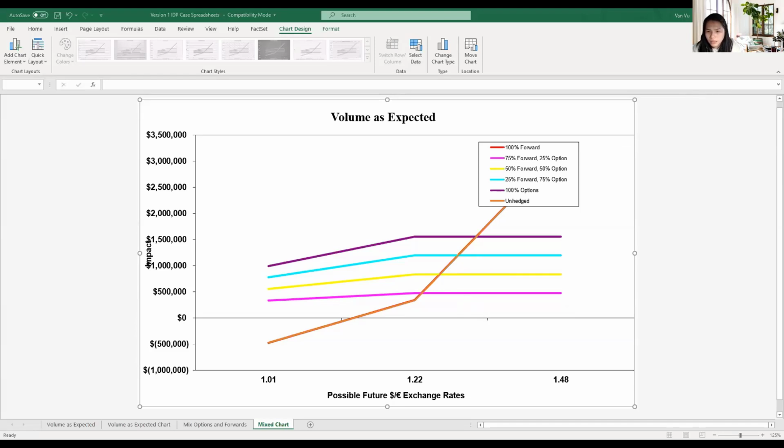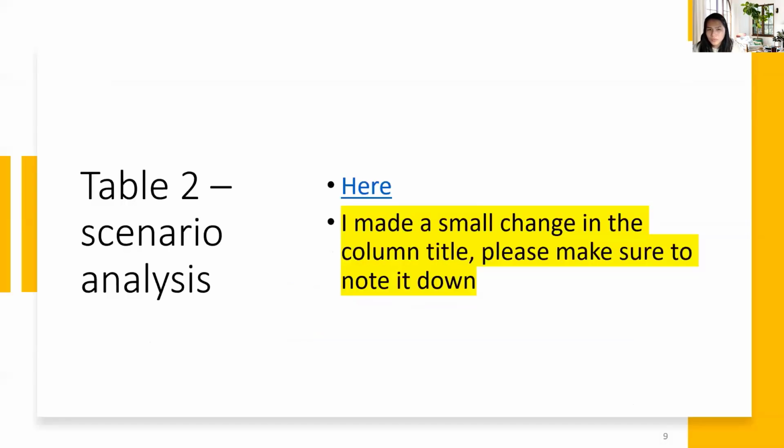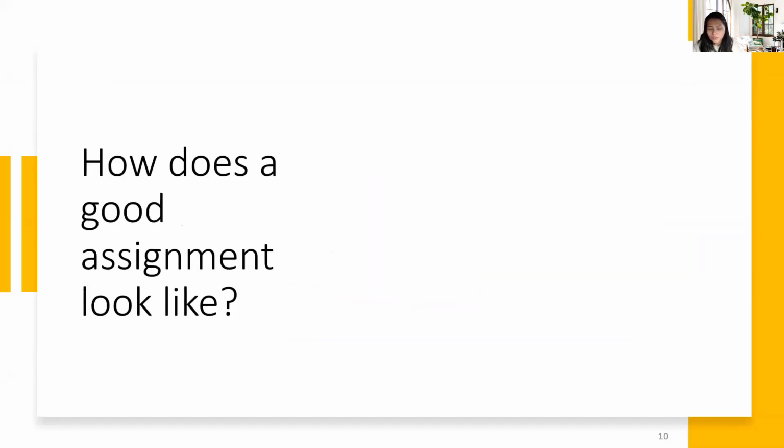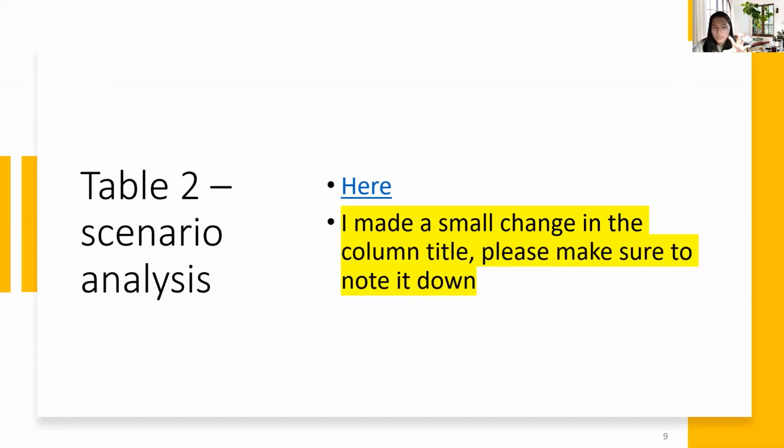Okay, let me go back to my slide. All right, so that was it for the scenario analysis, and this is where I got a lot of questions for. Also, in terms of the forecasting, I think the main point of the assignment is to provide you with a scenario where you can look at different ways to forecast the exchange rate.